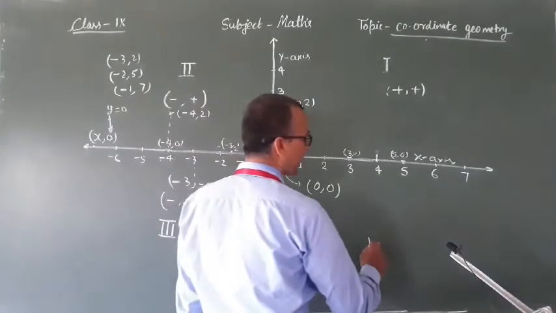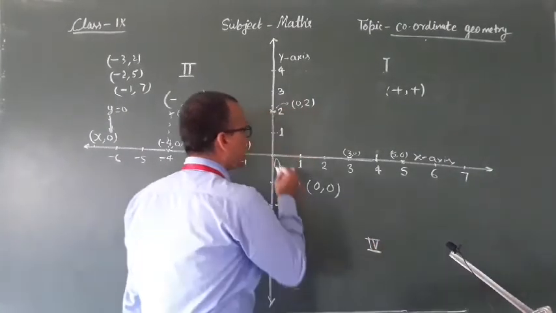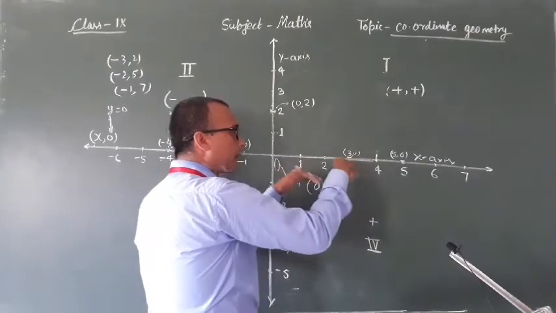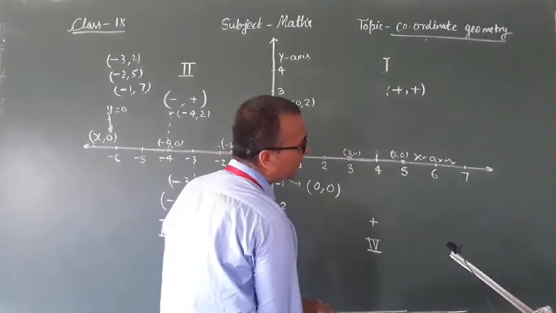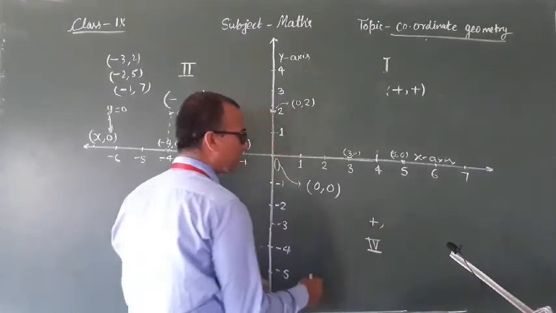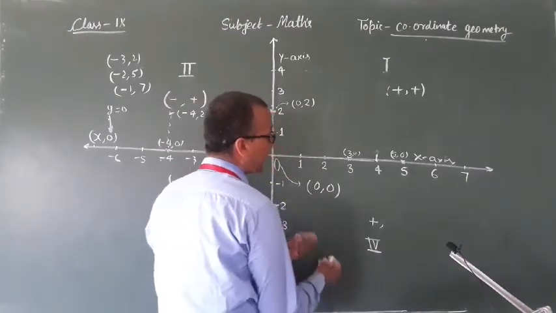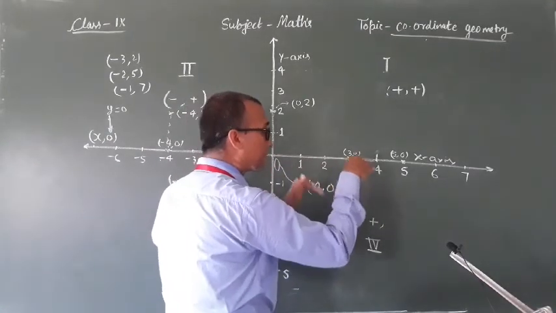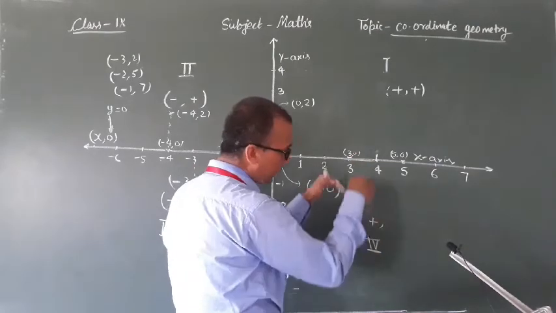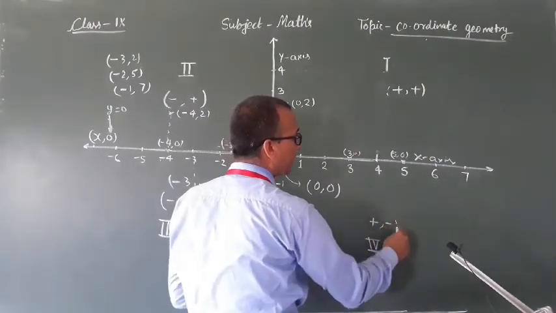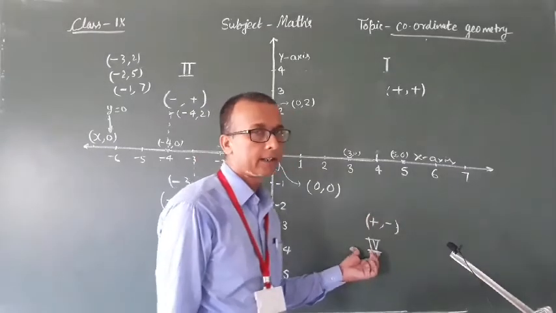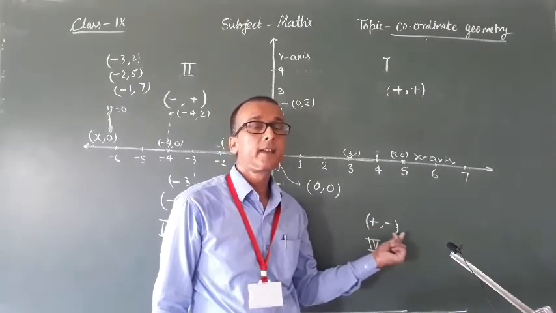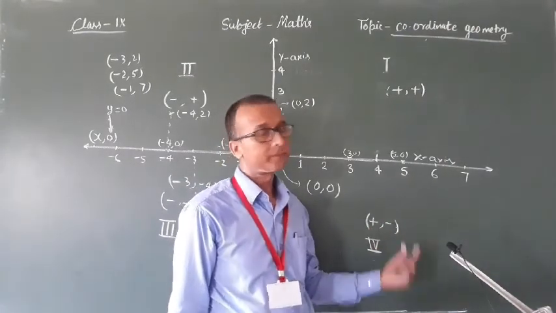Let us take the fourth quadrant. The value of the x-axis will always be positive here, and when we go downward we will go into either the third or fourth quadrant, and if we are in the positive direction on the x-axis, we will definitely go into the fourth. When we go in the downward direction, it comes in the fourth quadrant. It means in the fourth quadrant the first value will be positive and the second value will be negative.